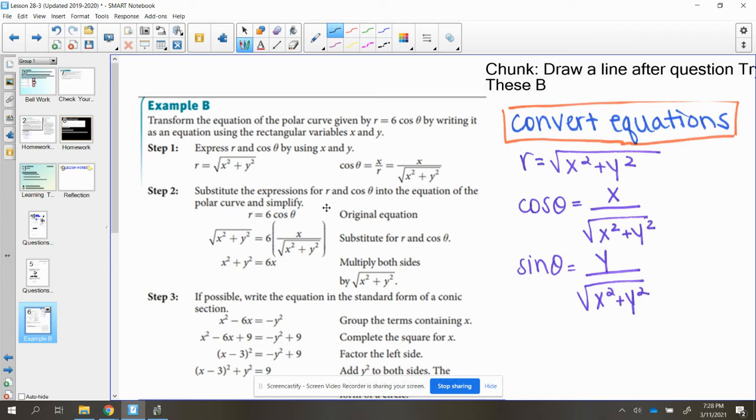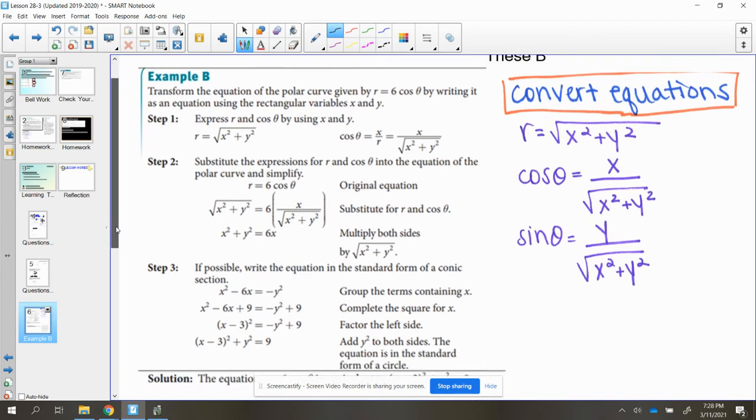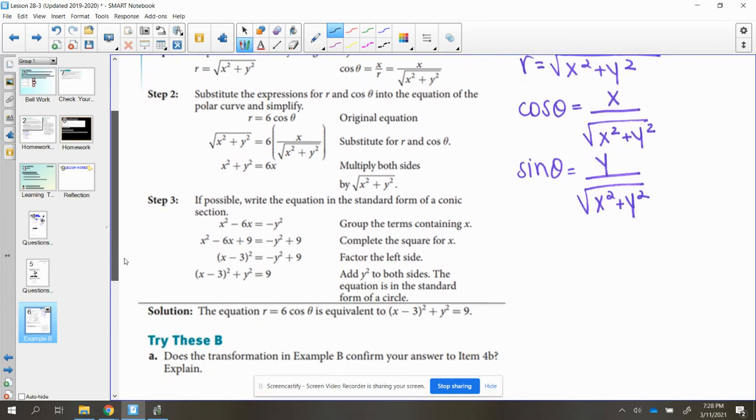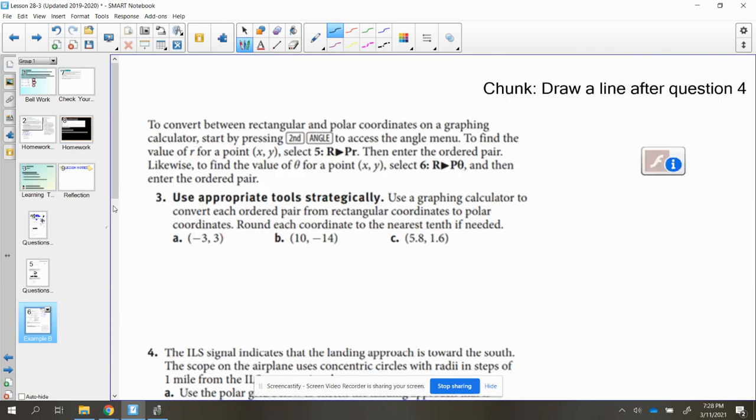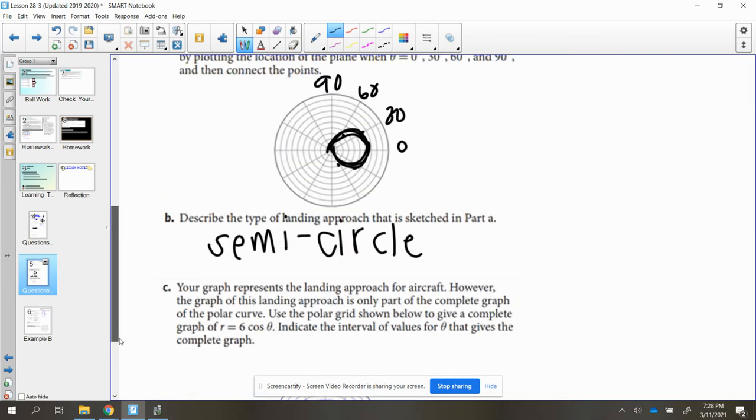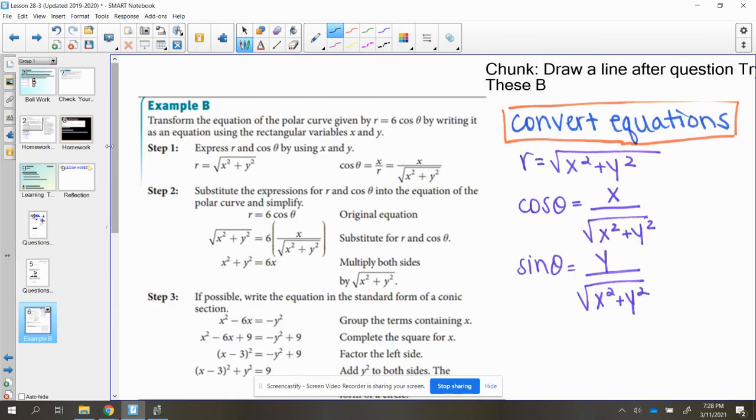Now, when we make that substitution in, r cosine theta, substitute in for cosine theta, substitute in for r. When you multiply both sides by the square root of x squared plus y squared, the square roots end up canceling out. And then if you subtract the 6x over and complete the square, what we end up noticing is this is the equation for a circle centered at 3, 0, which, if we look back at our last picture, makes a lot of sense. That looks like a circle centered at 3, 0. So we see that connection.